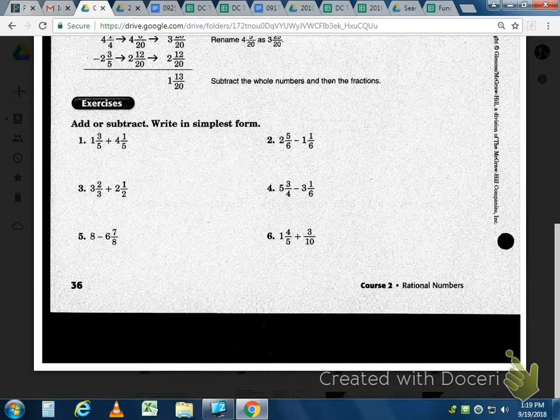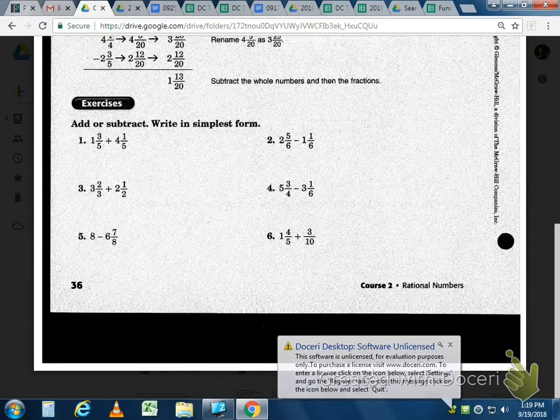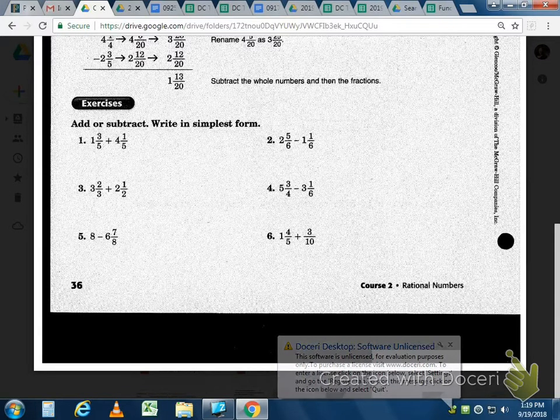Now, the next one looks very interesting. 8 minus 6 and 7/8. Dylan, if I write this vertically, and I have 8 minus 6 and 7/8, what in the world am I going to do about that 7/8? I don't have anything to take it from. Drop it down. You can't just drop it down because that's going to make the answer too big. I've got to have something to take it from.